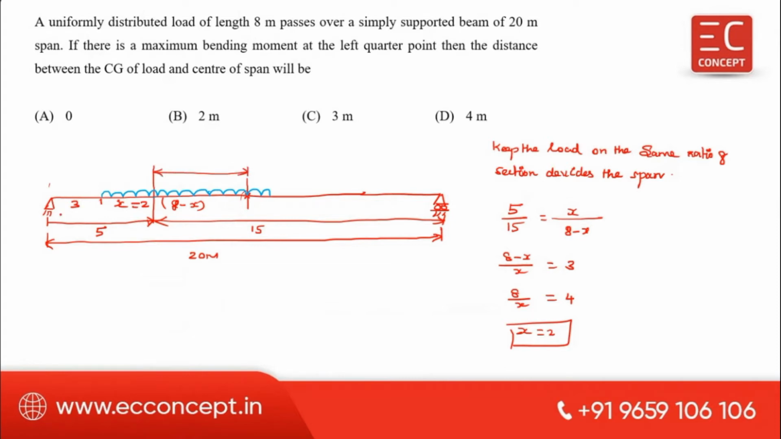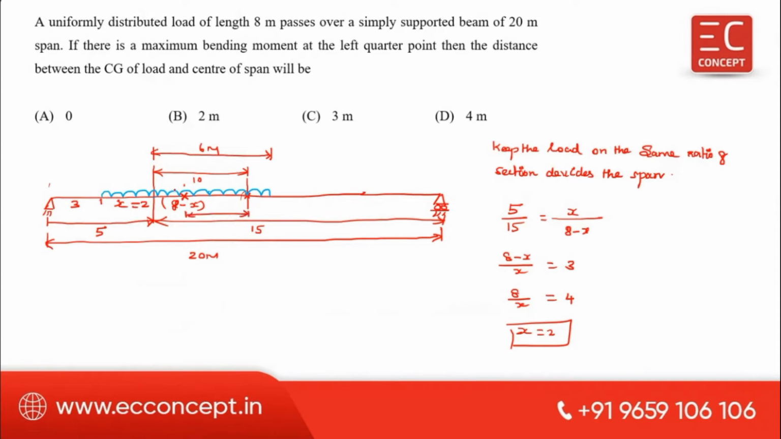Total is 10, right? Midpoint. Now how much is the load? This one is 6 meter. Total is 8. This is 2, this is 6. Then they are asking CG of the load and CG of the span. This is the CG of the span. What is CG of the load? CG of the load is somewhere here. Yes or no? So this is your answer.